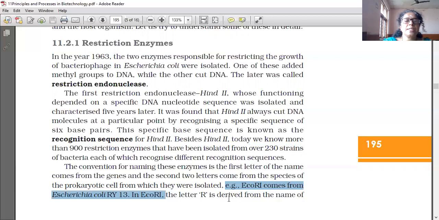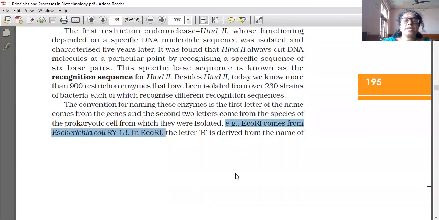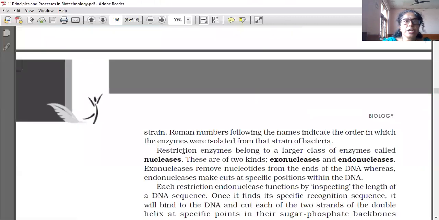The letters ECO are derived from Escherichia coli. The letter R is derived from the name of the strain only, which strain it is derived from. Roman numbers following the names, like I, are also given along with the name.